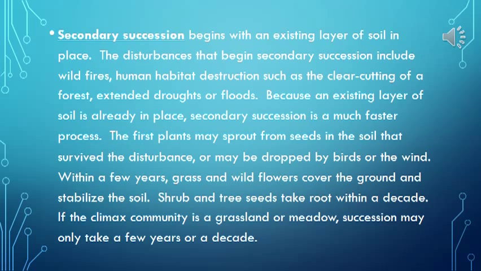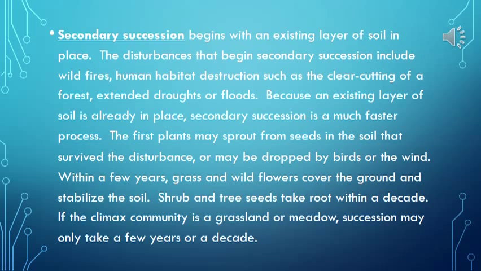Secondary succession begins with an existing layer of soil in place. The disturbances that begin secondary succession include wildfires, human habitat destruction such as the clear-cutting of a forest, extended droughts, or floods. Because an existing layer of soil is already in place, secondary succession is a much faster process. The first plants may sprout from seeds in the soil that survive the disturbance, or may be dropped by birds or the wind. Within a few years, grass and wildflowers cover the ground and stabilize the soil. Shrub and tree seeds take root within a decade.